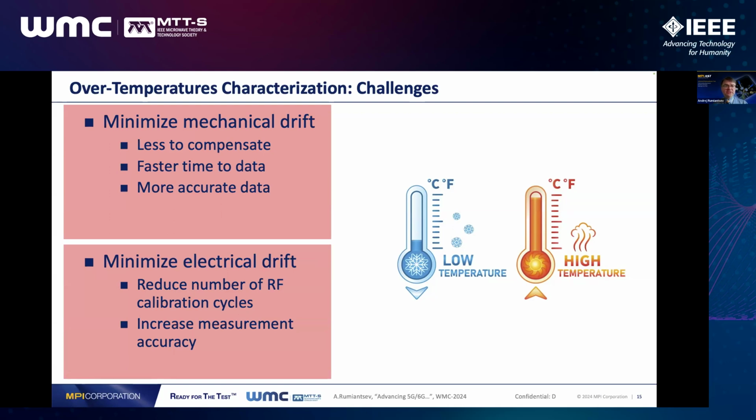It is also essential to minimize the electrical drift in the system, which happens due to the measurement time and due to the temperature changes. Why this is important is because we can reduce the number of RF calibration cycles in the system, and we can also increase the measurement accuracy and, again, time to data, which is critical.